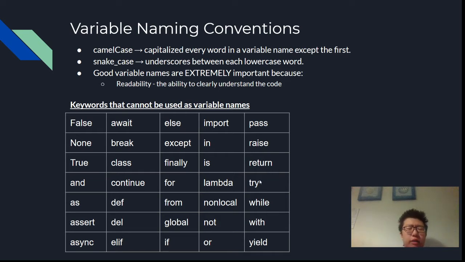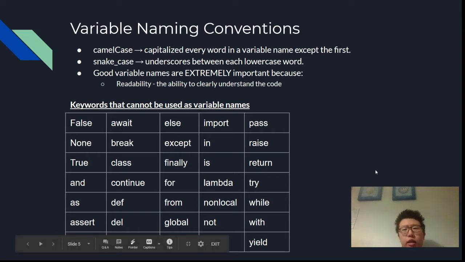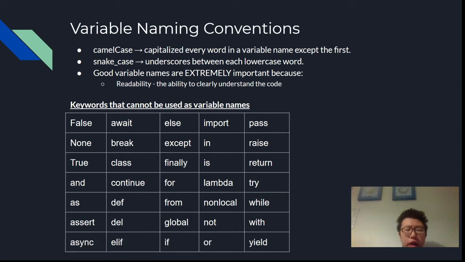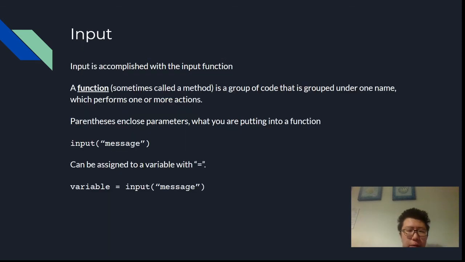Keywords cannot be used as variable names. Keywords such as break, except, in, and finally should not be used as variable names and will return an error since they are used elsewhere in the programming language for other purposes, such as, for example, false. False is a state for a Boolean, and if is for controlling outputs and the like, which will be talked about in a different video.